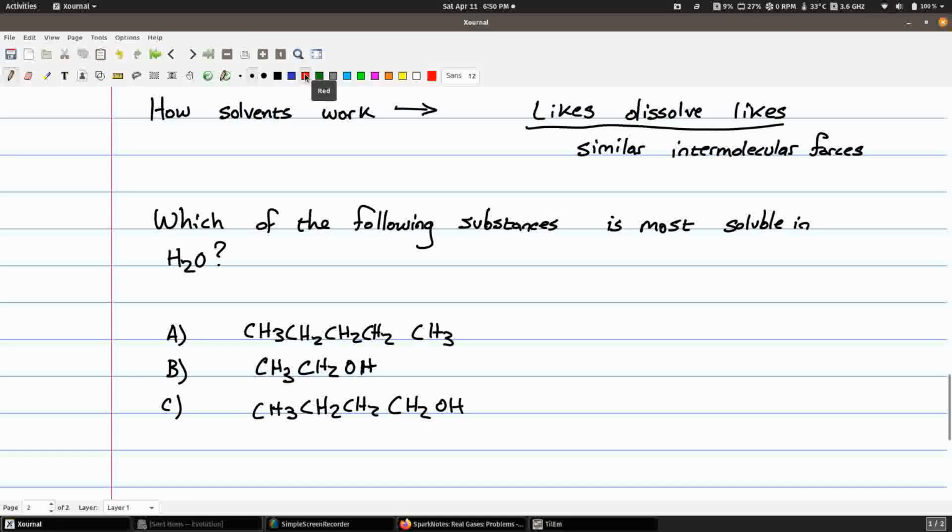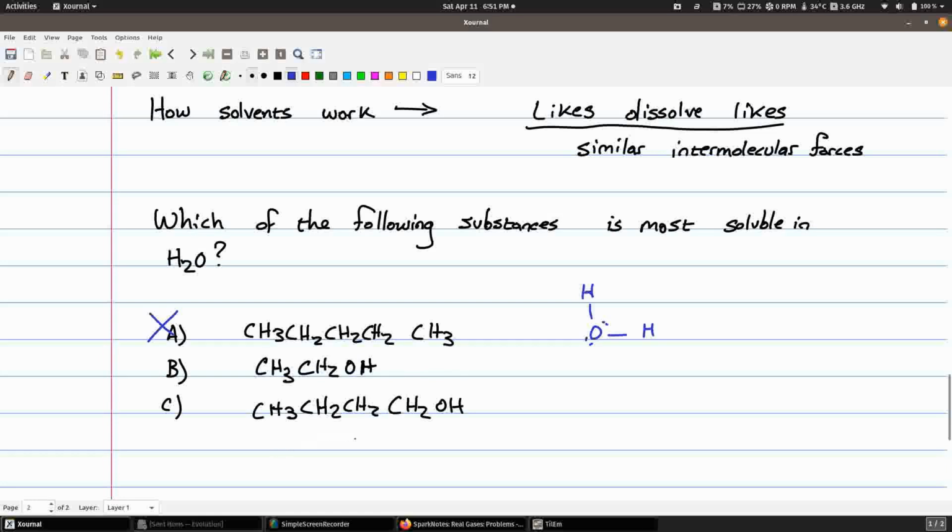Alright, so if you look, water looks like this. I'm going to do it in blue. So this one right here should be an automatic no, because there's not even an OH in it. It's just carbon and hydrogen. These two should be your most viable choices. Now, the one that's most like water is B, because it's got the shorter carbon chain. It's only got 2 carbons. This is ethyl alcohol. This one is butyl alcohol.